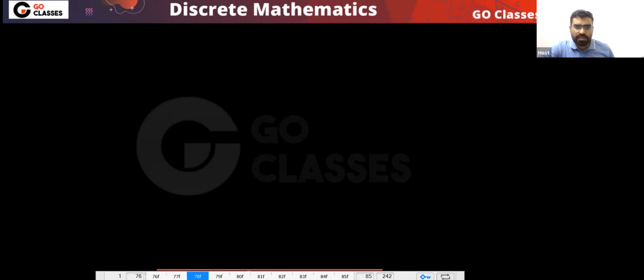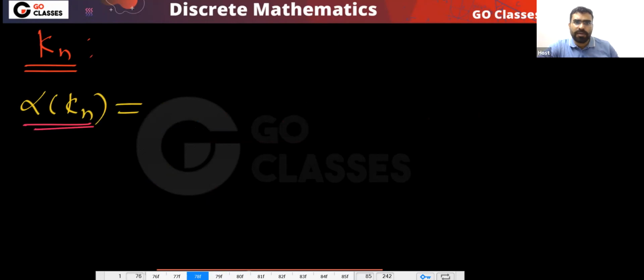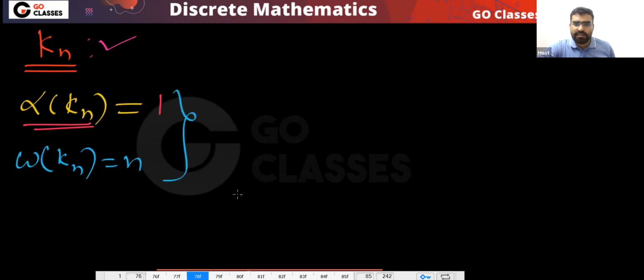Now, one more. Let's do the analysis for the complete graph, Kn. What is the alpha of Kn? Complete graph. Only one vertex you can take, yes or no? Because every 2 vertices are adjacent. So alpha, the independence number, the largest independent set you can create, is of size 1. You cannot take 2 vertices because every 2 vertices are adjacent. And what is the omega of Kn? That is n. Omega of Kn is n.